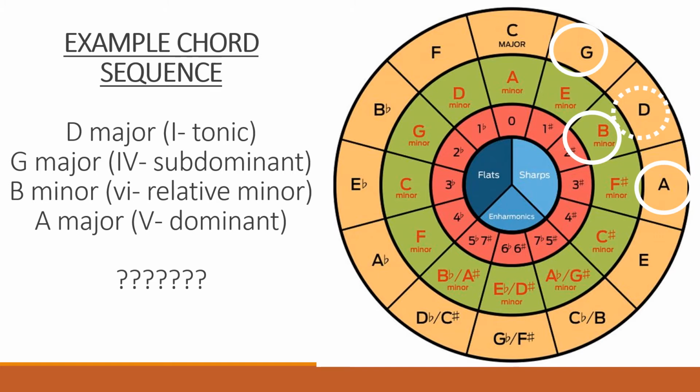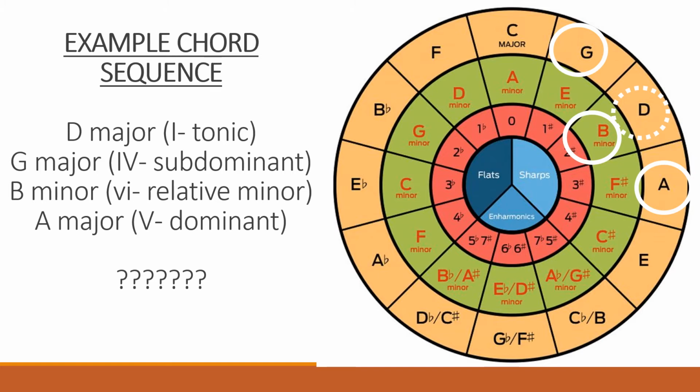So we use these chords, and they're called the primary chords: the tonic, subdominant, relative minor, and dominant. We use those in our chord progressions most commonly because they sound really good together.